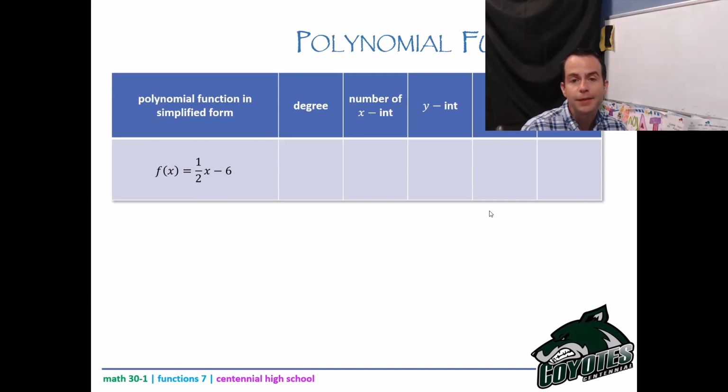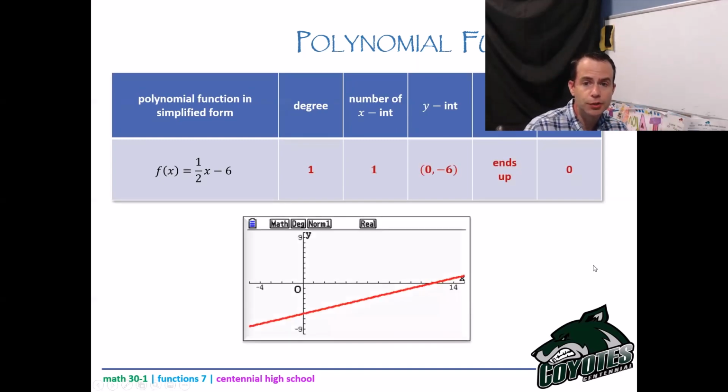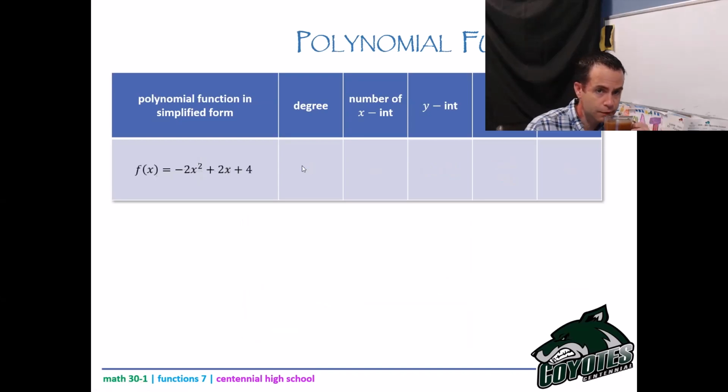Okay, and then the drawing, well, I know I started the y-intercept at -6, and I'll go up 1 over 2, up 1 over 2. So this is what you should have for that one. Okay, next one, pause me and try this yourself.